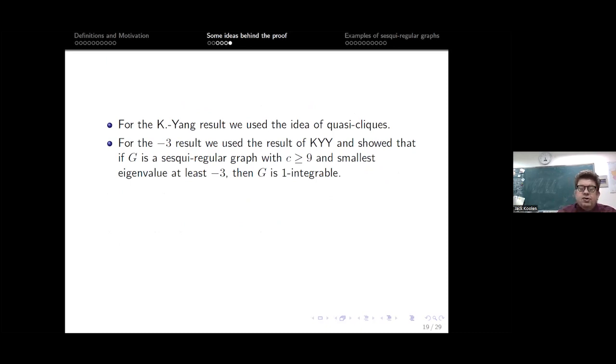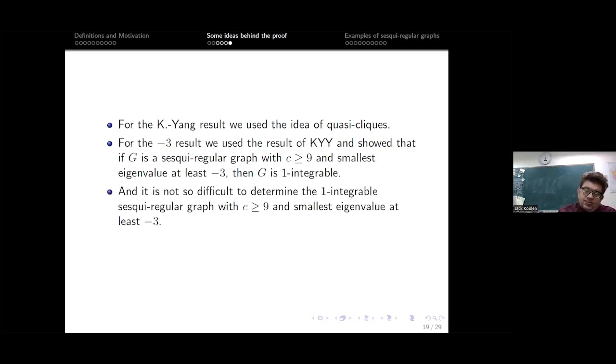For our -3 result, we use the result of the KYY paper and show that if G is a sesqui-regular graph with smallest eigenvalue at least -3 and c is at least 9, then it must be one-integrable. And then we classify the one-integrable ones, and then we got everything we wanted. And this is not so difficult.